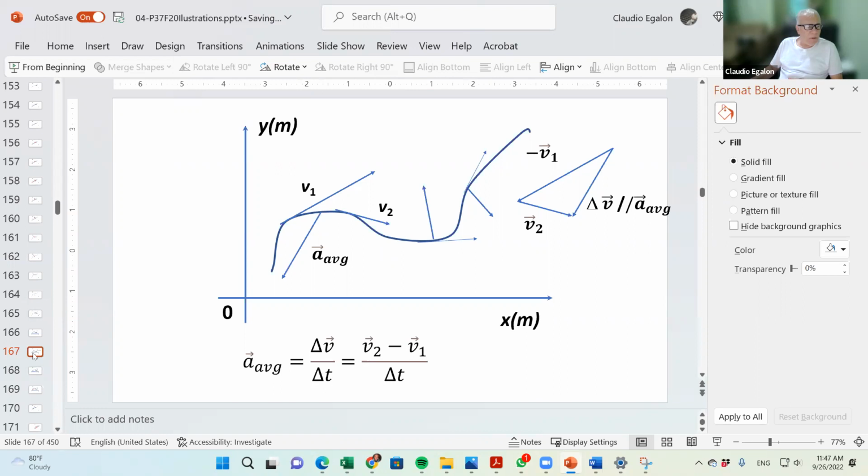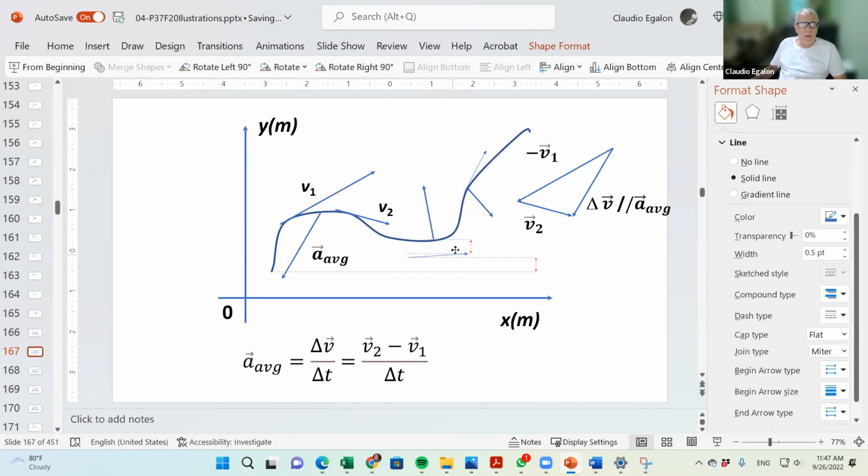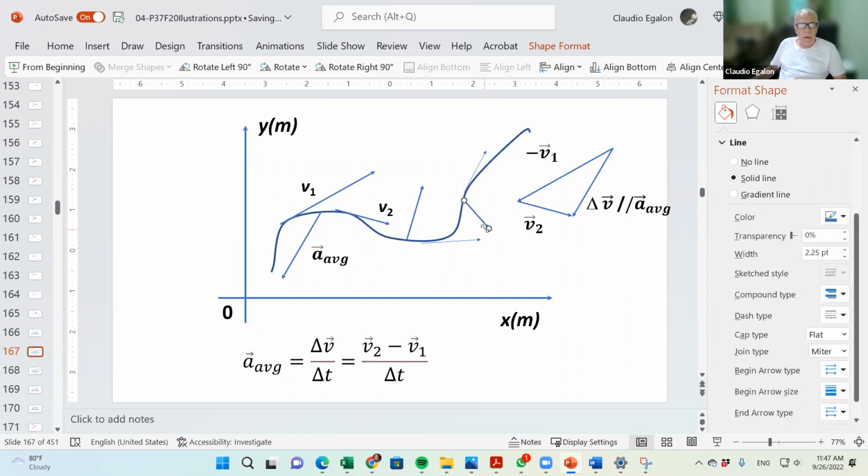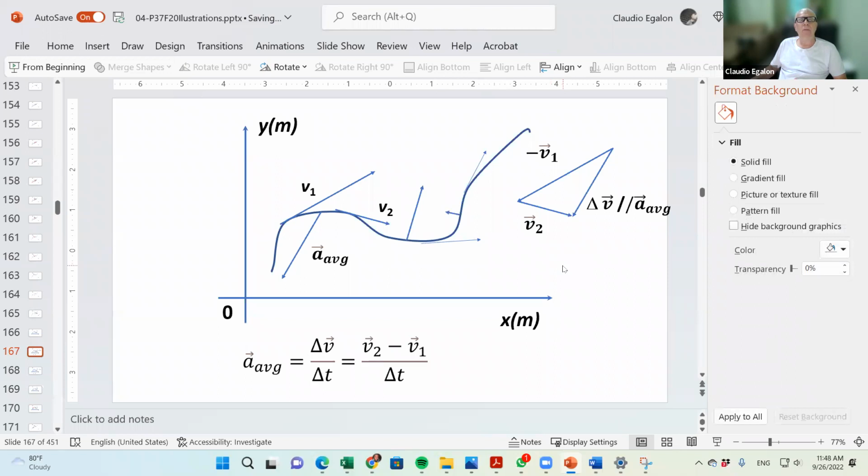We can do the same thing for the other average accelerations between V2 and V3, for instance, right? There will be another average acceleration vector somewhere around here. Between V3 and V4, we're going to have another average acceleration vector somewhere right in here. In this case, I can tell you there's going to be a very small value.